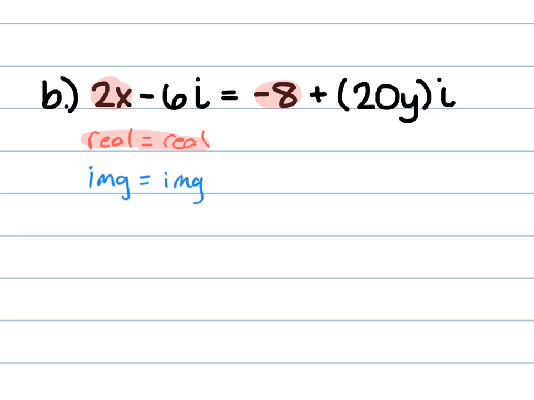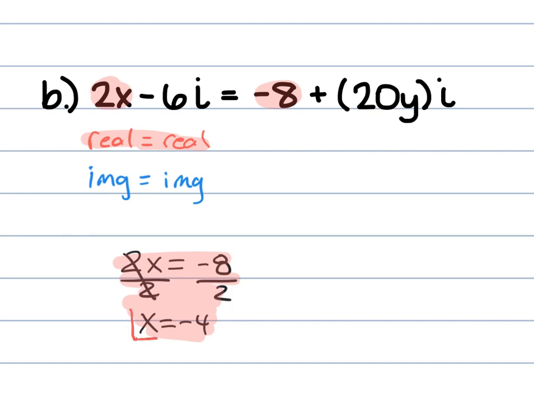So let's just do that over here. 2x is equal to negative 8. Let's keep going. What do I do there to solve for x? Divide by 2. Divide by 2. What is x equal to? Negative 4. There is our real portion right there. Our real numbers are dealt with all right there. We still need to figure out what y is equal to.